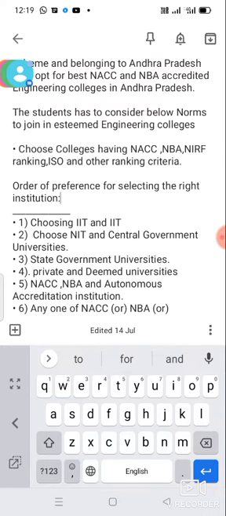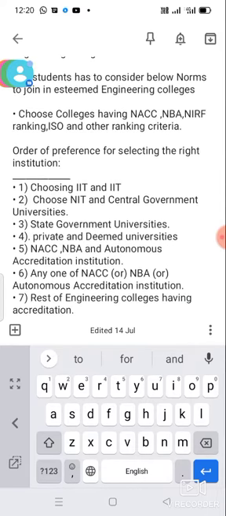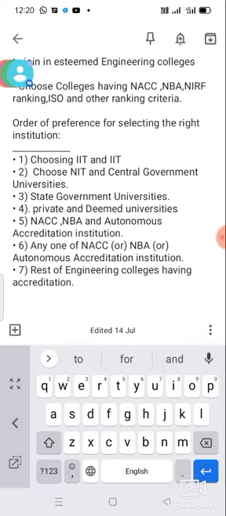NBA represents the National Board of Accreditation. These two are the important things, but some colleges have NBA, NAAC and autonomous status. In some years they have autonomous status, in some years they may not, but they will have NAAC and NBA. So you can also try to join those institutions, because they have some quality. So this is the order of preference. For example, if you don't get the fifth preference, you can join the sixth, institutions that have NAAC or NBA or autonomous status.